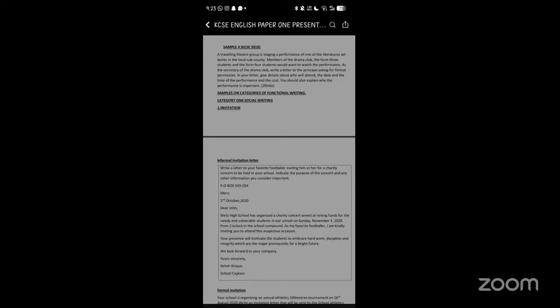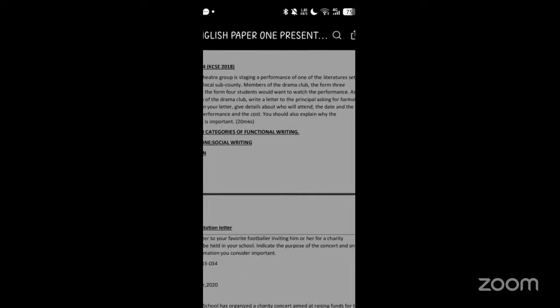I wanted you to read again because sometimes when you read something the first time, it doesn't sink in well. You just hear things and it's like your head cuts off. But when you read again and again, somehow that repetition helps. For example, in this question, a traveling theatre is staging a performance of one of the set books. And you know which set book we are talking about. Could be The Fathers, The Samaritan, or The Parliament, or whichever. Members of the drama club, the Form 3 students, and the Form 4 students would want to watch the performance. As the secretary of the drama club, write a letter to the principal asking for formal permission. In your letter, give details about who will attend, the date, the time of the performance and the cost.